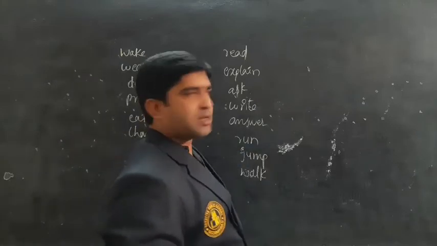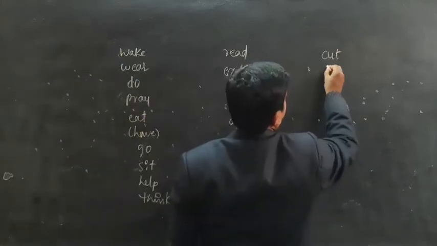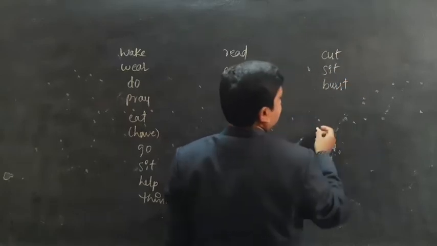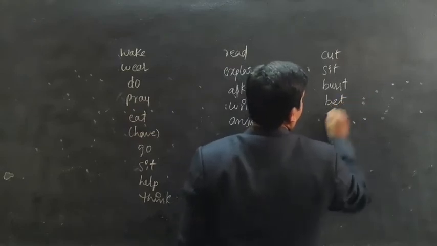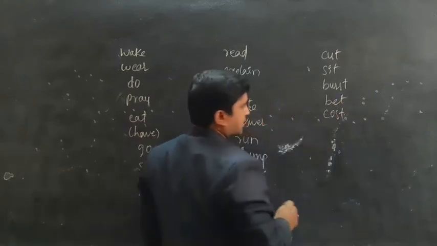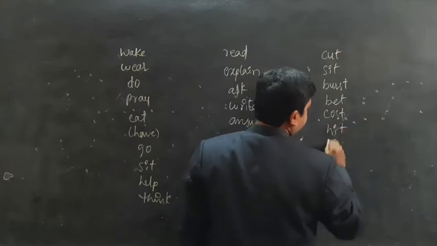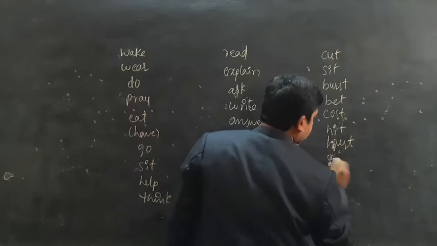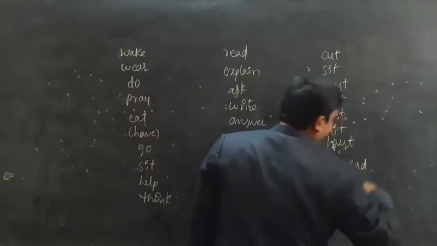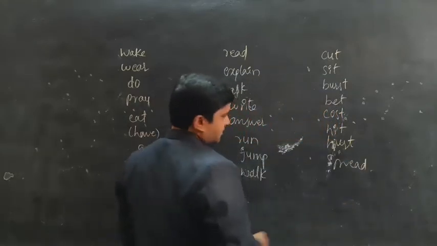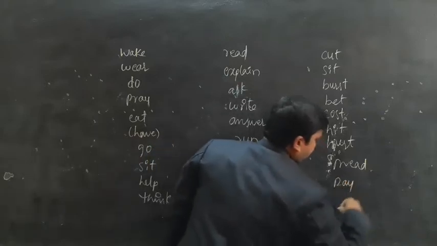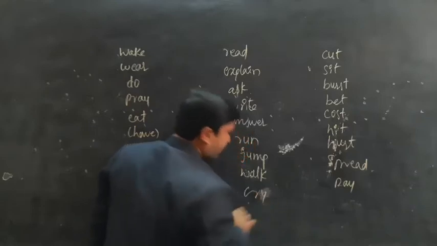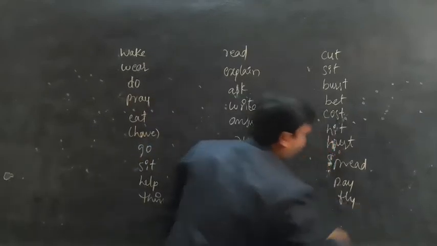Here, take a few examples of irregular verbs: cut, sit, bust, bet, cast, hit, hurt, spread, and a few examples like pay, cry, fly.